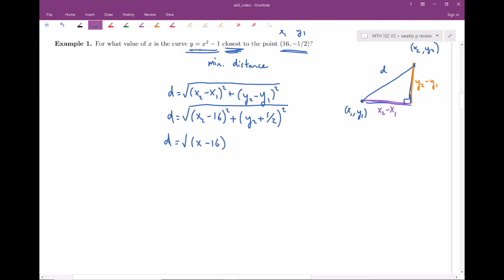So x is a point on this curve. And then if y is a point on this curve as well, then I know y is going to be equal to x squared minus 1. So I can go ahead and substitute that in. And now I have a distance formula that only relies on one variable, right? It only relies on x. So in fact, we could call this d of x, the distance that only relies on x. And so now that we have this good setup, we can go ahead and do the optimization. We're trying to find the minimum distance.